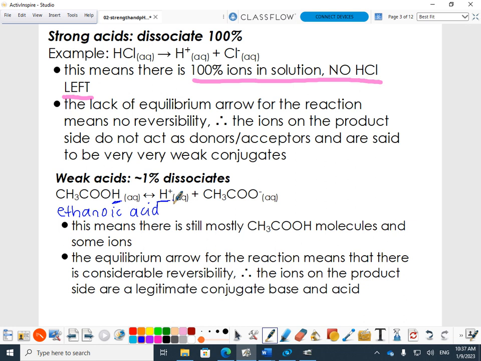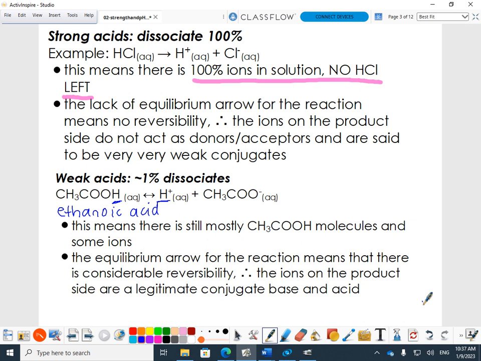A lot of the weak acids you're going to get are ethanoic, methanoic, organic acids, even when we do buffers as well. So these are a very common choice for a question. There is mostly acetic acid or ethanoic acid molecules, and only some ions. So there is an equilibrium arrow, which means there is considerable reversibility, and the ions on the product side are going to be a legitimate conjugate base and acid.